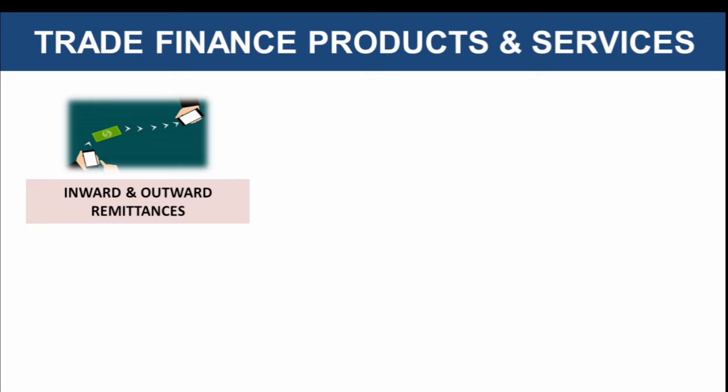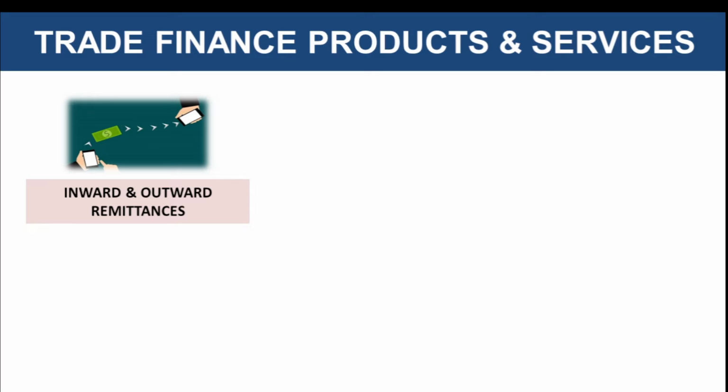Now, taking the same example, if you are a seller based in India, and you have shipped your goods to another country, the US, and from there the buyer has made you payment, it would be an inward remittance for you. Remittance means the payment. So inward remittance is transfer of money from a foreign country to a resident country.